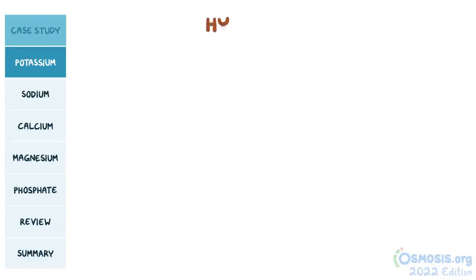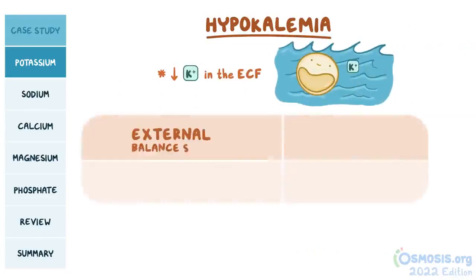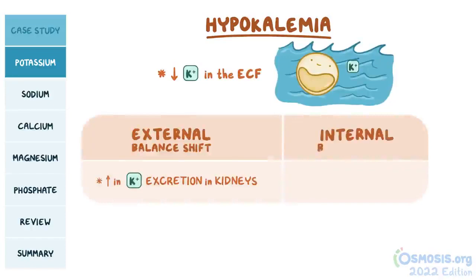Moving on to causes of hypokalemia, which is when there's too little potassium in the ECF, there are similarly two possibilities. The first is an external balance shift, most often caused by an increase in potassium excretion in the kidneys, and the second is an internal balance shift where potassium moves into the cells from the interstitium and blood.